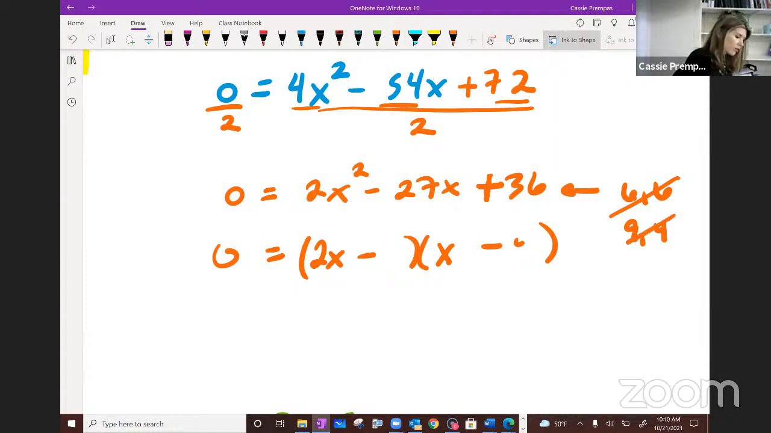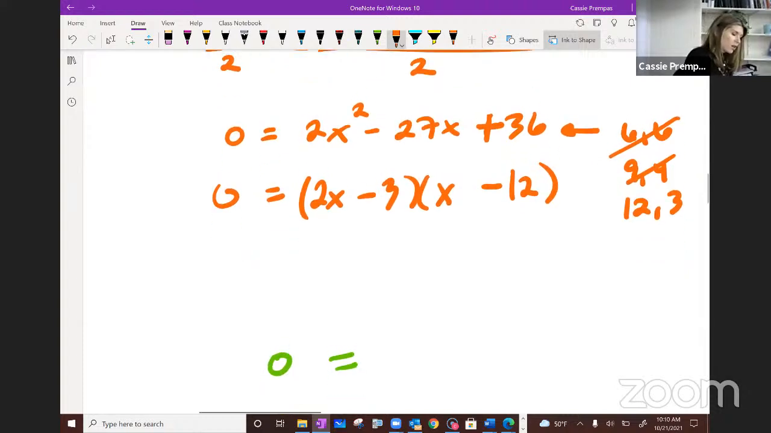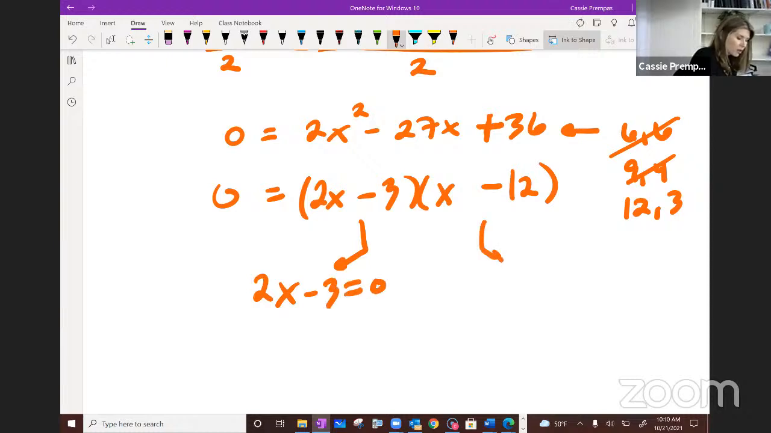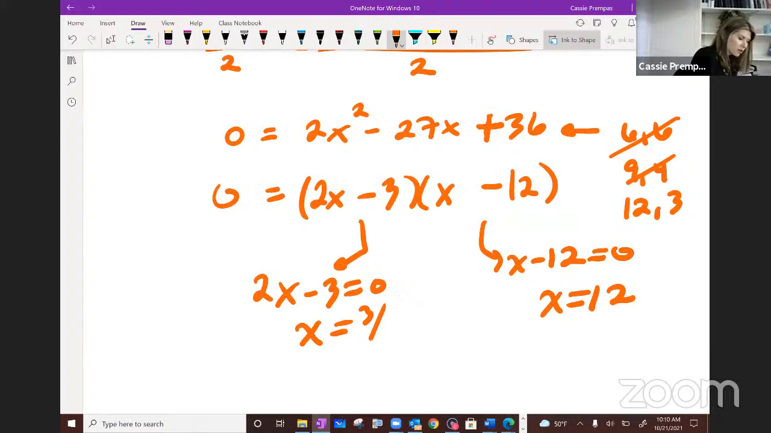The next factors of 36 I would look at would be 12 and 3. I'd have to put the 3 in here and the 12 in here. Let's see if that works. Negative 24 plus negative 3. Yes, that's negative 27x. So I set both of these equal to 0 and solve. x minus 12 equals 0. And I get that x might equal 12 or x might equal 3/2, or you could say 1.5.